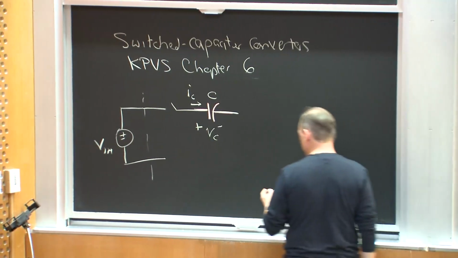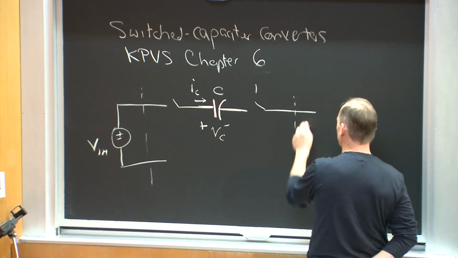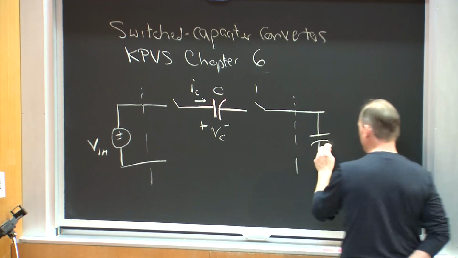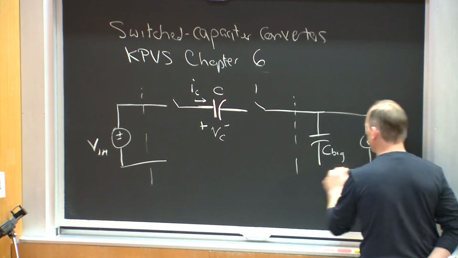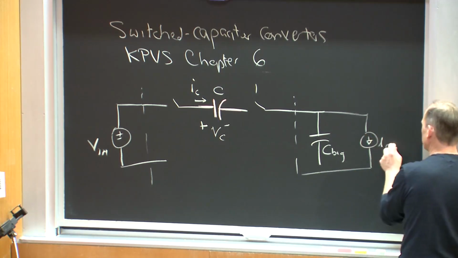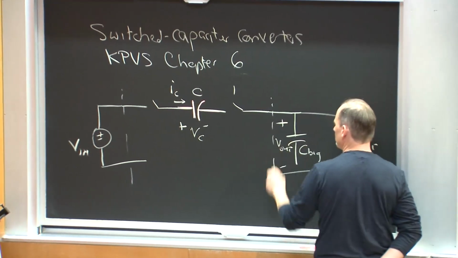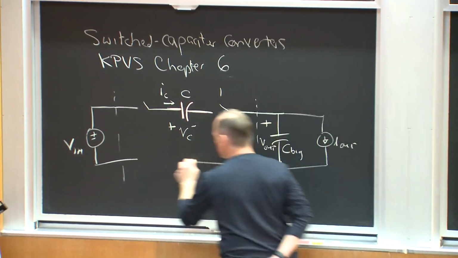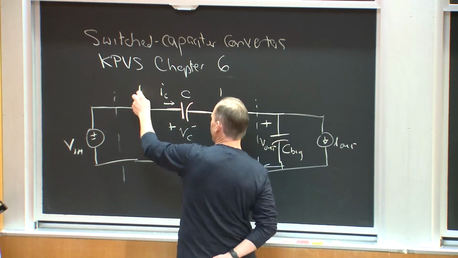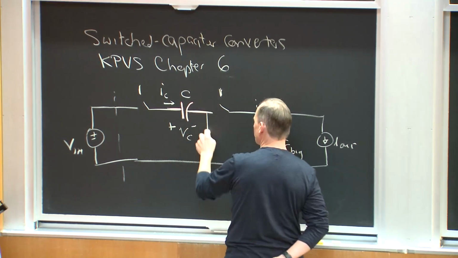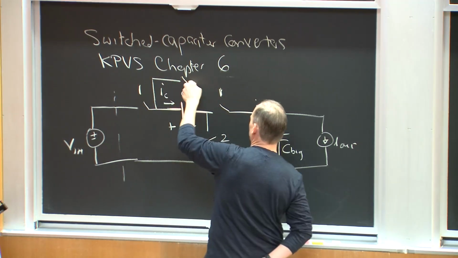So I'll have switches, okay? And then I will have delivered to some output. I'm going to call this C big. This is like my filter capacitor. Okay. And then here I have some output current. This is the load current. Okay. And this is V out. So I'm going to have these two switches, and these are phase 1 switches. Then I'm going to put 2 more switches in. I'm going to call these phase 2 switches. So here's 1, 1, and 2, 2.